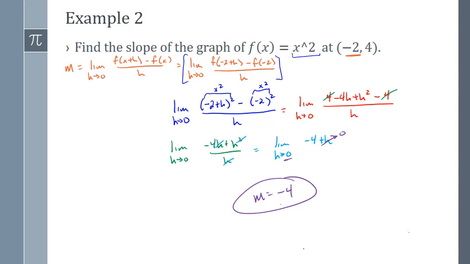And if we verify that real quick, here's the graph of y equals x squared. There's (0, 0). (-2, 4) is going to be up here. Think about drawing that tangent line. And yep, that would make sense that we would have a slope of -4 at that point.